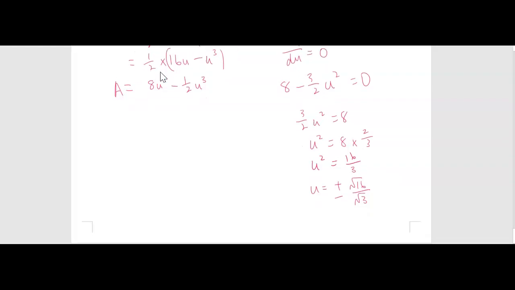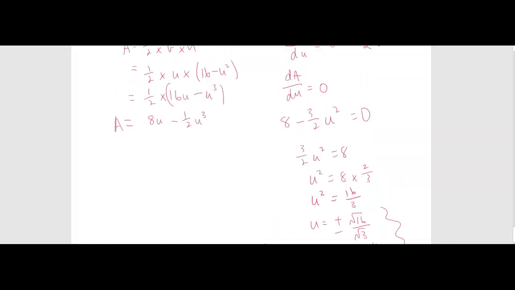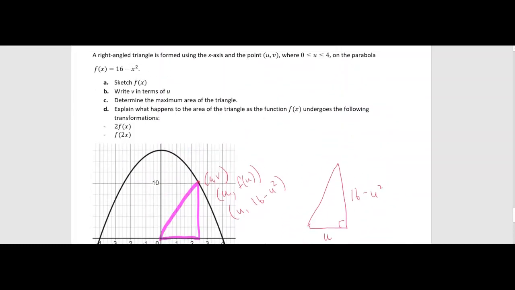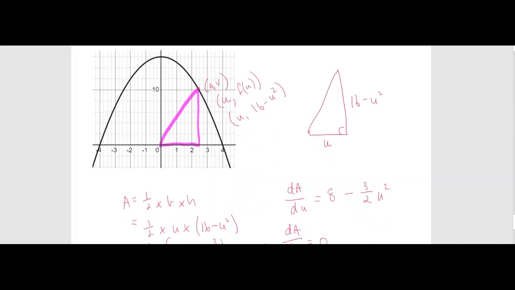Now U is between 0 and 4. Therefore, U is equal to the square root of 16, which is 4, and then we've got root 3 on the bottom. Obviously we've got a length, so U has to be positive, but you do need to show this. Because negative 4 on root 3 is an answer, but then you've got to say why it isn't an answer: because U has to be between 0 and 4, as it says in the question above. Anyway, the next part says determine the maximum area of the triangle.